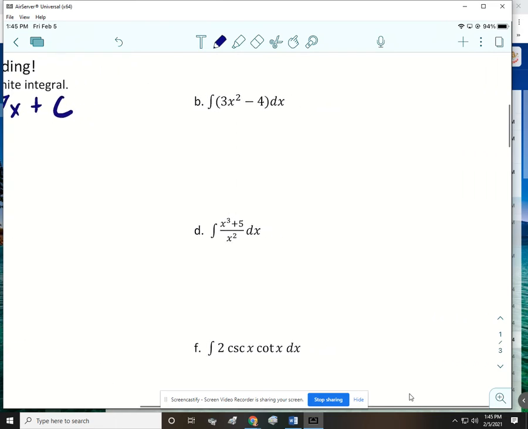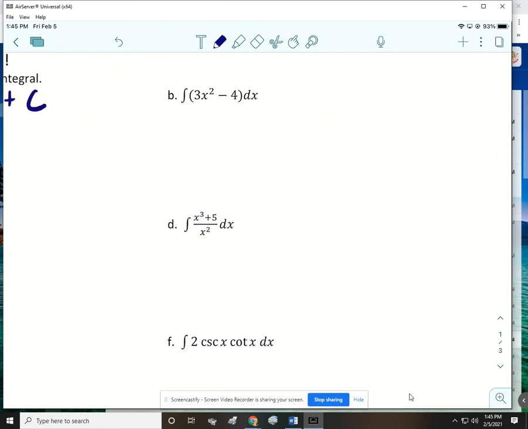All right, for b, I'm going to do the power rule for integrals, which means I'm going to add 1 to the power and then divide by my new power. And if it's the integral of a constant, it's just that constant times x and then plus c. Then you can just find the derivative in your head real quick just to make sure that's right. If I did the derivative of this answer, it would give me back the integrand.